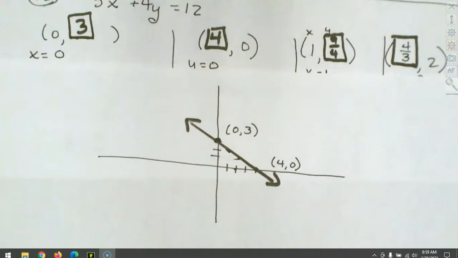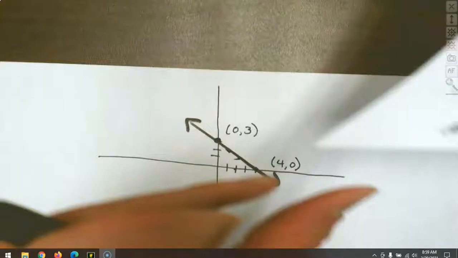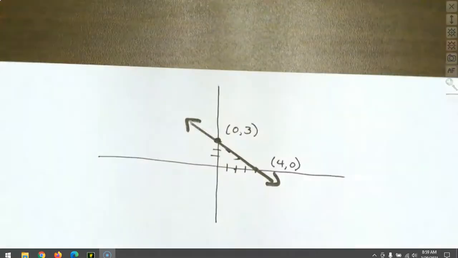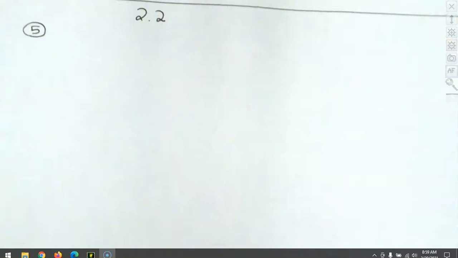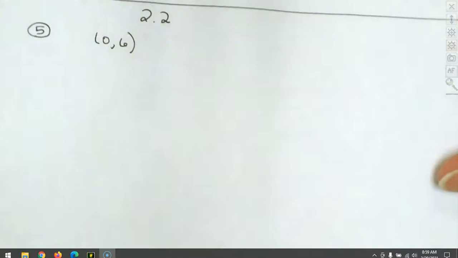2.2, we'll begin with question 5. And this one, what we want to do is we want to graph it with the point and the slope that are provided. So we're going to now look at question 5 out of 2.2. And what you're given is you're given the point (0, 6). And you're given a slope of 1/2.